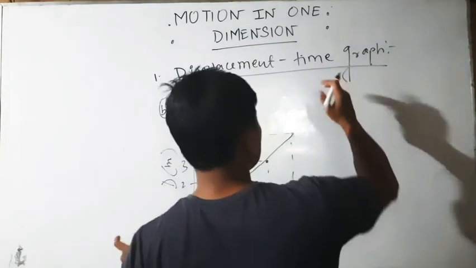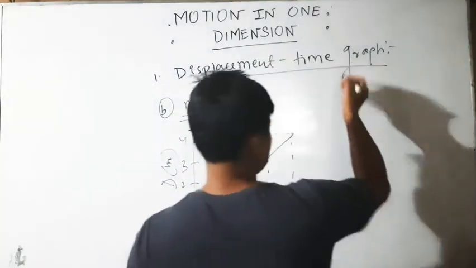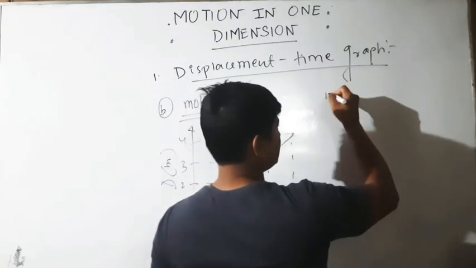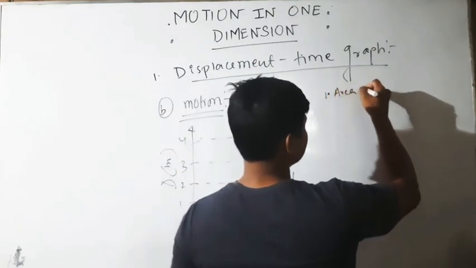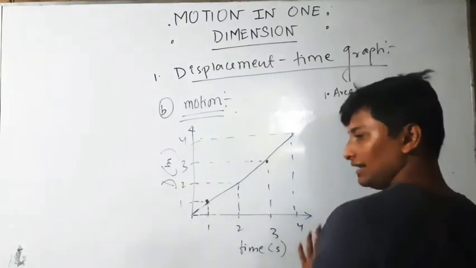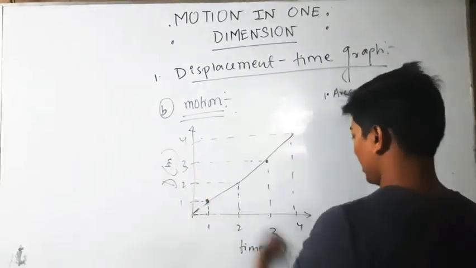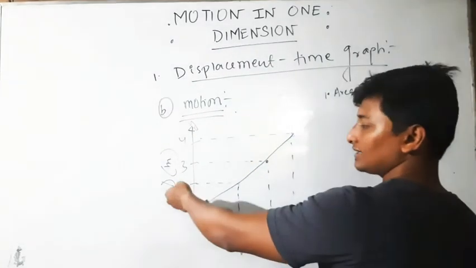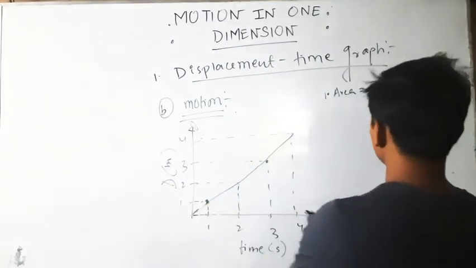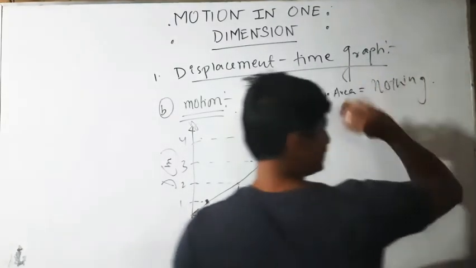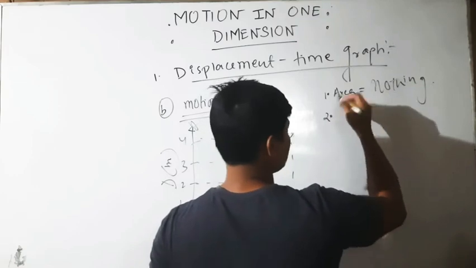Here also I'll be finding certain data. As I told earlier, first I have to find the area. I know that in a displacement-time graph, area means multiplying the x-axis and y-axis. The x-axis is time and the y-axis is displacement. If I multiply these two, it will give me nothing. So the area here will practically give me no information.